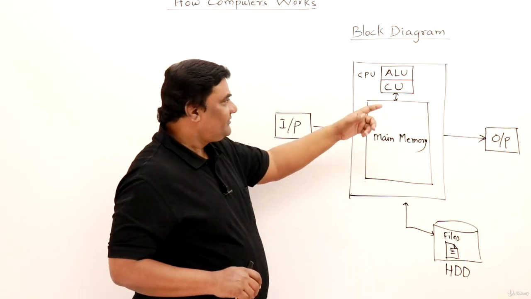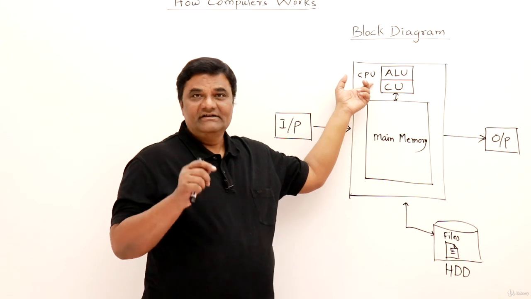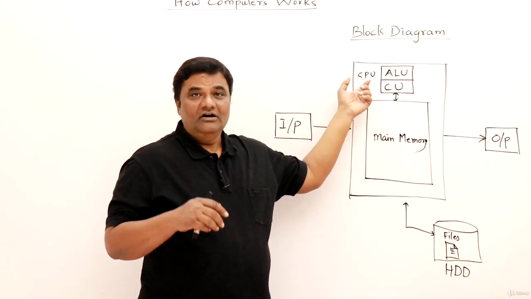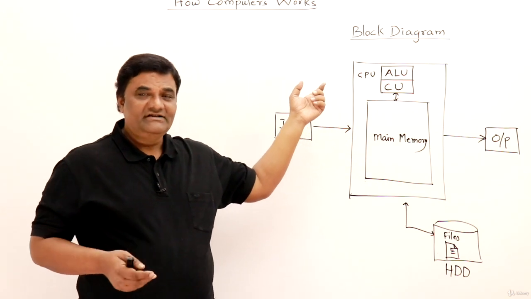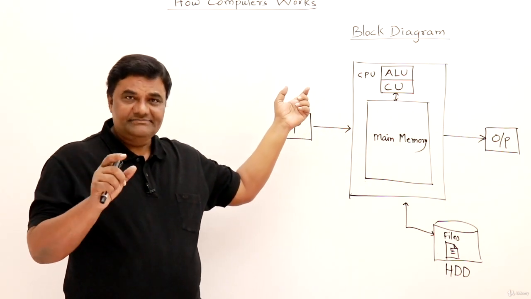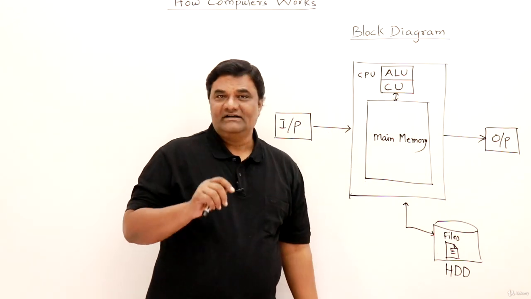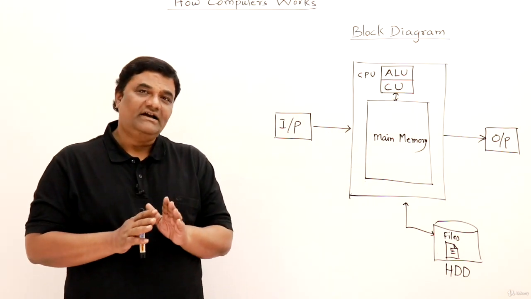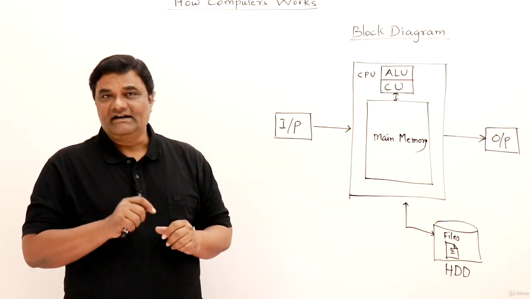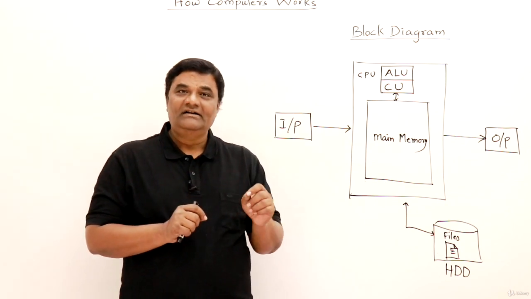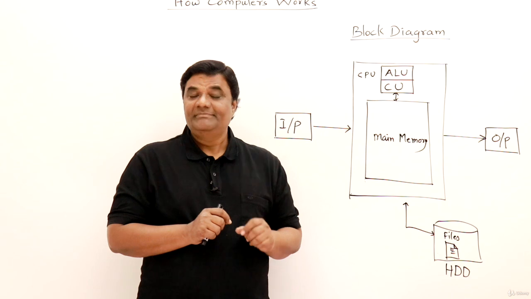See, the heart of the computer is the CPU, that is central processing unit or microprocessor, or if you say present day processor, that is i3, i5, i7, these processors. Now this processor will have two parts, that is arithmetic and logical unit and control unit. So what is that? Arithmetic and logical unit can perform arithmetical and logical operations, basic operations.